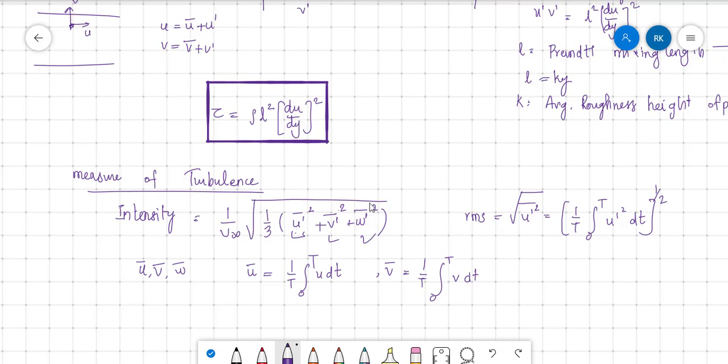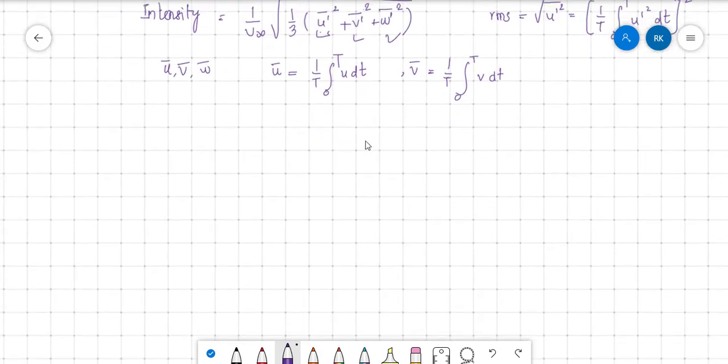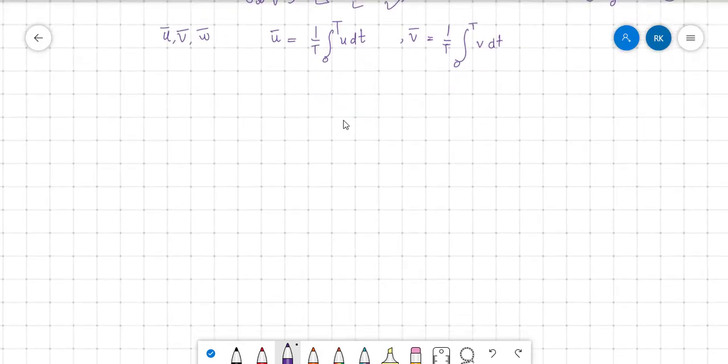And now we have found the shear stress. Another important parameter we need to find is velocity. So what is velocity distribution?